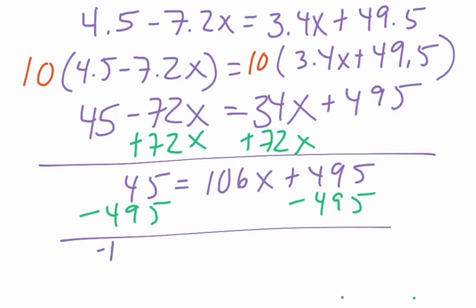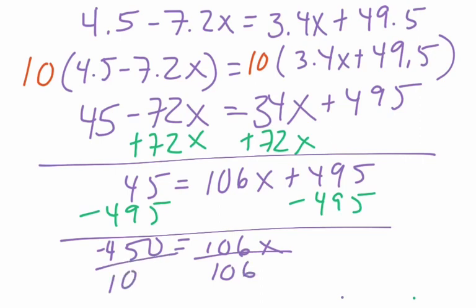Is negative 450. And then we divide both sides by 106. And I actually don't even have my phone in the room where I'm recording this, so I'm going to leave it right there and trust that you can divide that out on a calculator if that's what you wanted to do. So that pretty much wraps up this lesson.